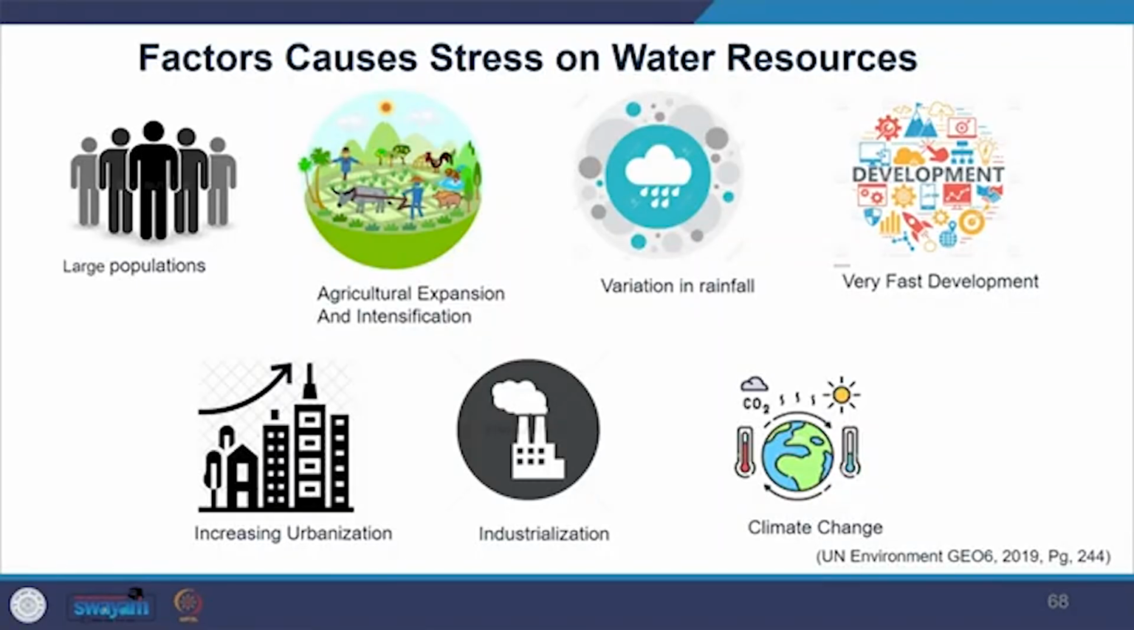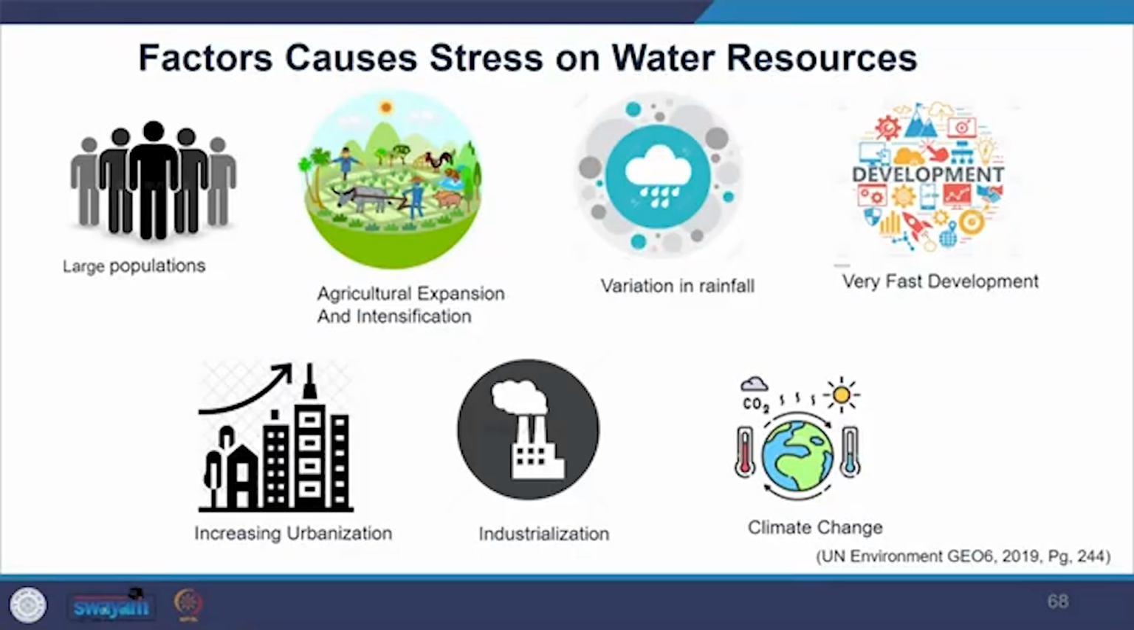Factors like what really causes water resource stress: we see that it's the large population, pressure of population, then the agriculture expansion, as agriculture consumes most of the water, and the intensification, variation in the rainfall, how the rainfall is changing, and then we also see there's very fast development, and then increasing urbanization, industrialization, as well as climate change. So all of these cause water resource stress.